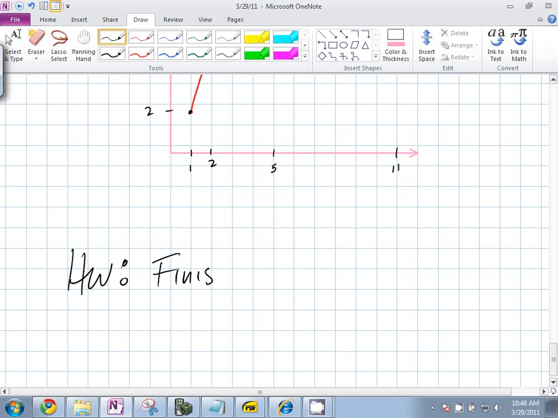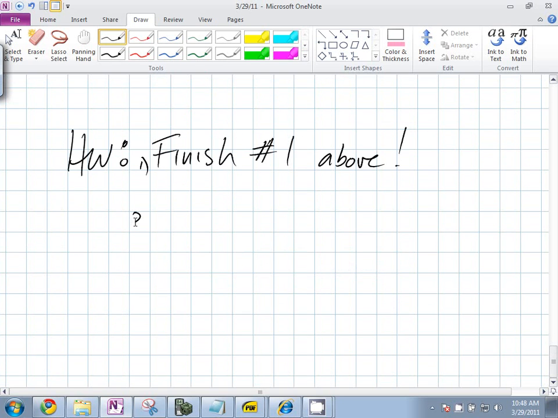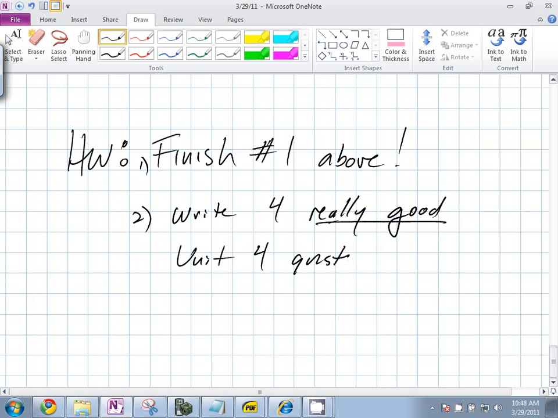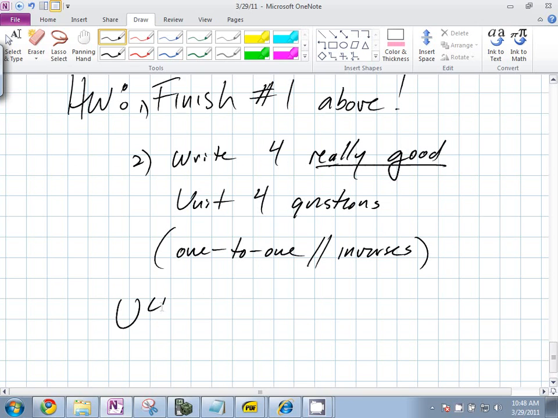Your homework tonight: finish number 1 above, and for number 2, write 4 really good Unit 4 questions. This is just one-to-one and inverses. That's it. Because your Unit 4 test is going to be on Thursday.